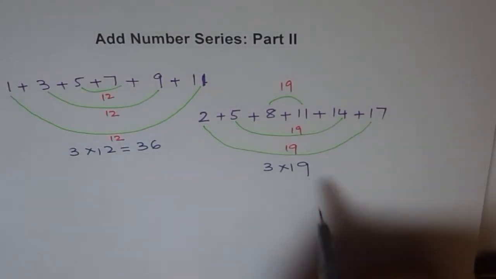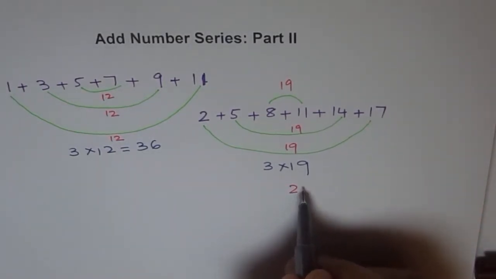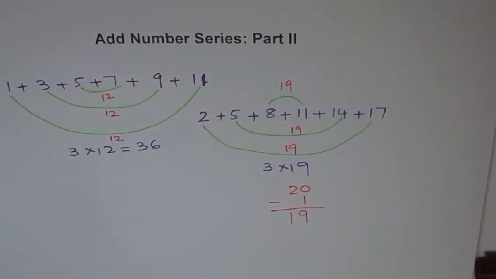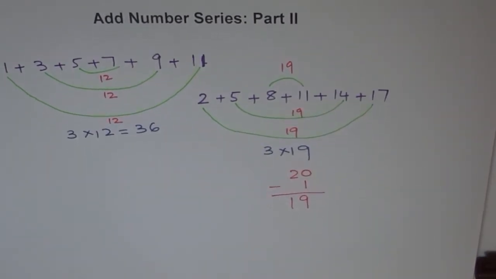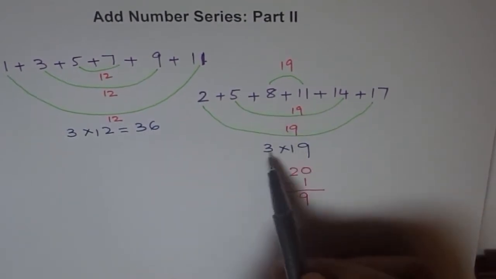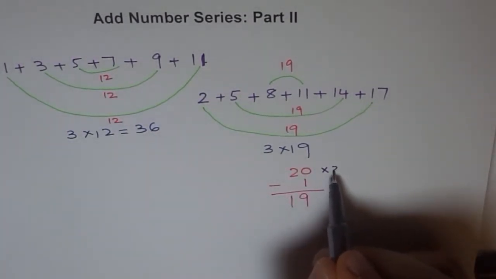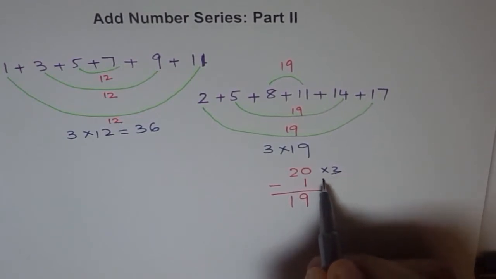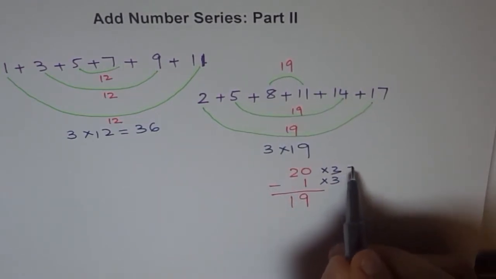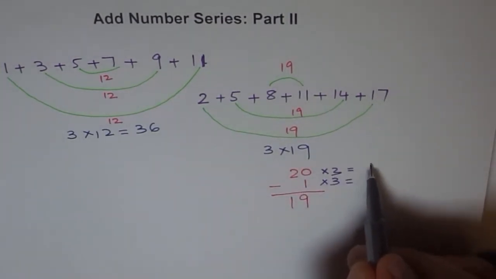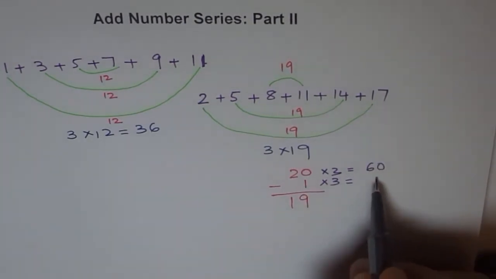Do you know what number 19 is? 19 can be written as 20 take away 1, correct? 20 take away 1 is how much? 19. Is that okay? 20 take away 1 is 19. What we are supposed to do? We are supposed to do 3 times 19. What we can do is, we can do 3 times 20 and take away 3 times 1, correct. What is 3 times 20 equals to? 3 times 20 is 60 and 3 times 1 is 3.